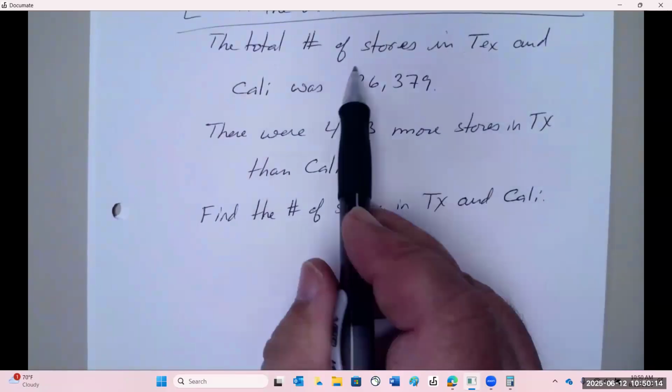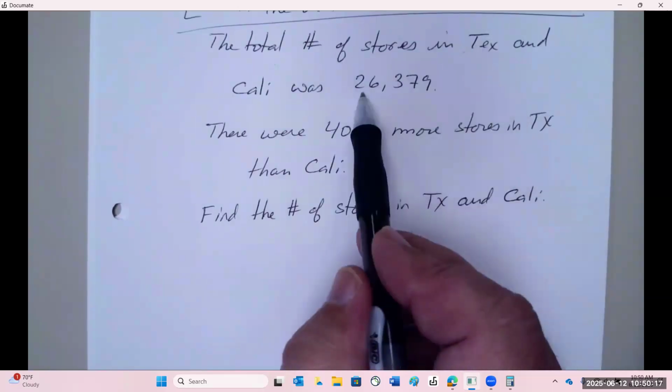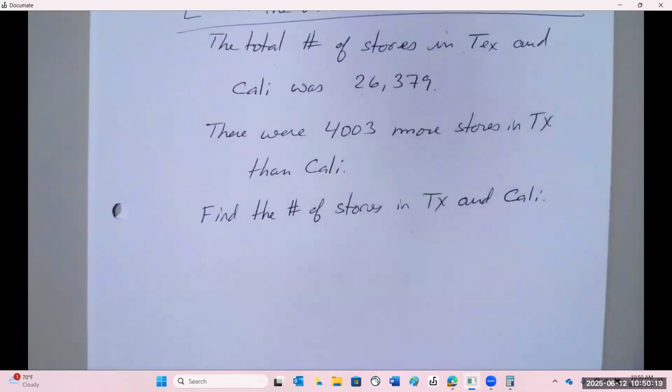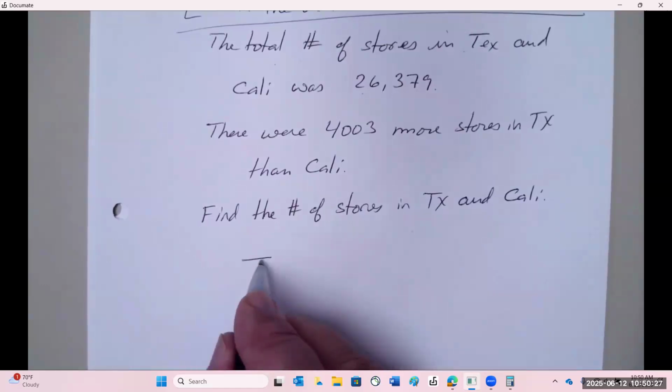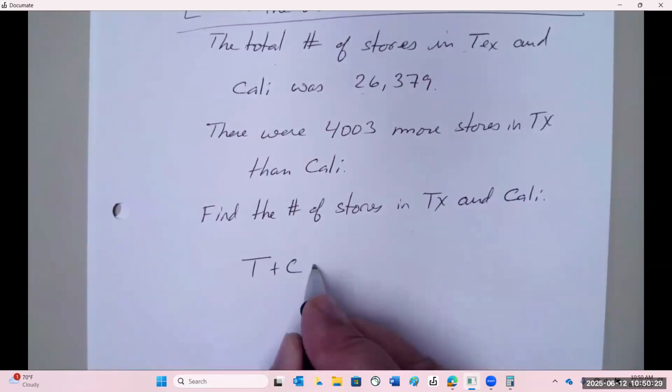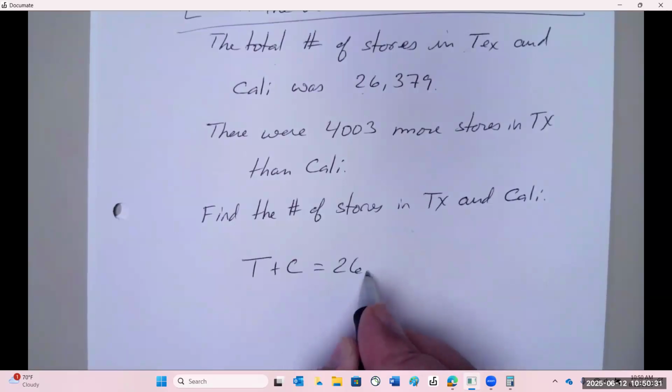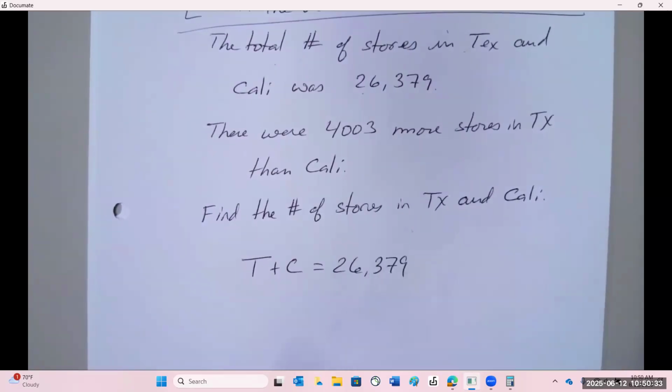Now, this first one, there were a total of 26,379 stores in Texas and California. How do I put that into a formula? Texas plus California equals 26,379. So there's the general formula.